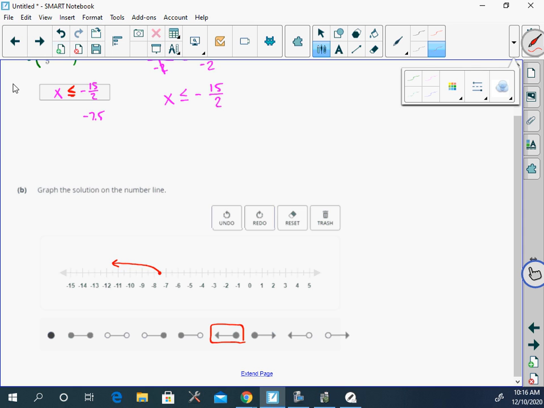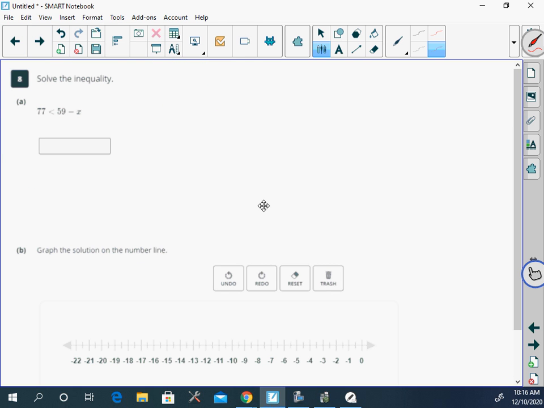Okay, then we're going to go ahead and look at number 8. So number 8 doesn't have a fraction, so we don't have to worry about that part. I'm just going to rewrite it over here. And we want to get the x by itself. So I am going to start by taking 77 and subtracting that 59 over. So let's subtract 59 from both sides. So on this side I've got 18 is less than negative x.